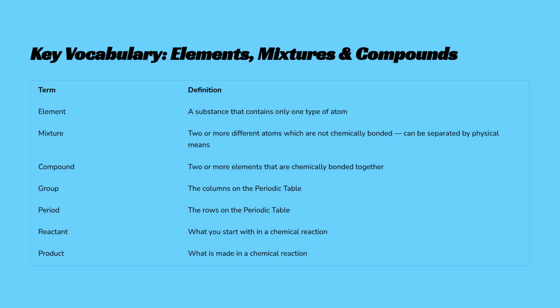Key vocabulary includes element, a substance with one type of atom, mixture, which can be separated physically, and compound, which is chemically bonded. Groups are columns, periods are rows, reactants are starting materials, and products are what is made.